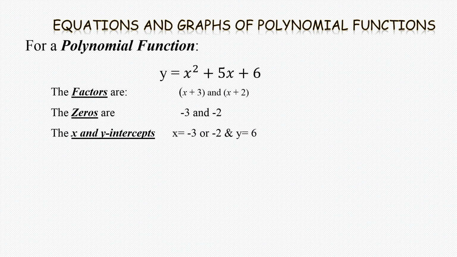Next is the x and y intercepts. Yung ating magiging x-intercepts dyan ay yung zeros lang natin. So, we have negative 3 and negative 2. Then, yung ating y-intercept will be the constant of the function which is positive 6.